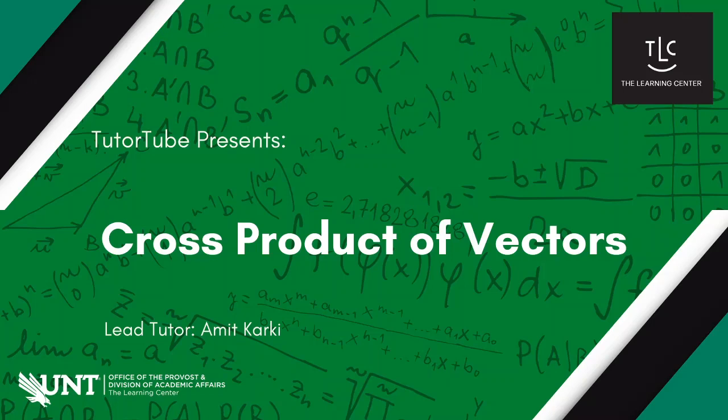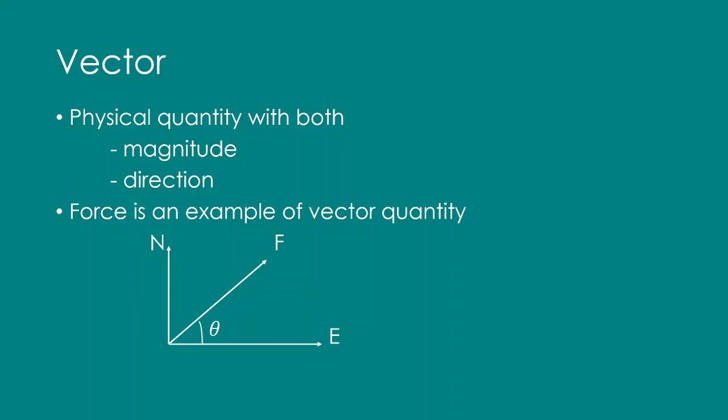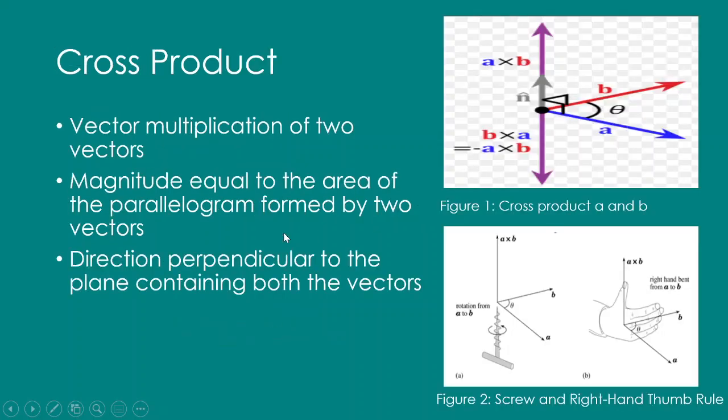Today we'll explore the cross product of vectors. A vector is a physical quantity with both magnitude and direction. We can take force as an example of a vector, and we need both magnitude and direction to define force. Here, for example, we have a force vector with some magnitude at an angle theta north of east, and that theta tells us the direction of the force vector.